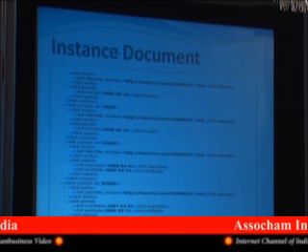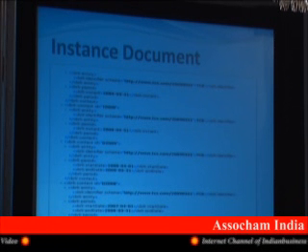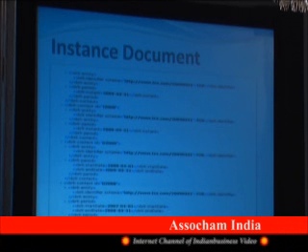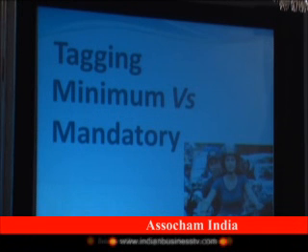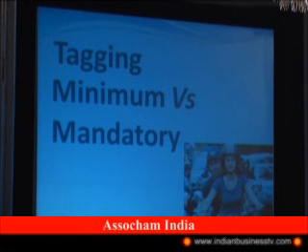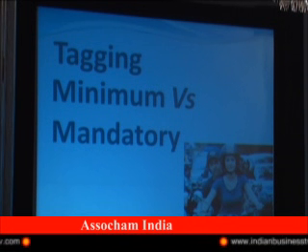Again, there are separate tags for each item, whether it is the PAN, the year, or the duration. There are separate tags for each item. Tagging minimum versus mandatory requirement, I think, is very important. It is part of the practical thing, so I wish to take it briefly.